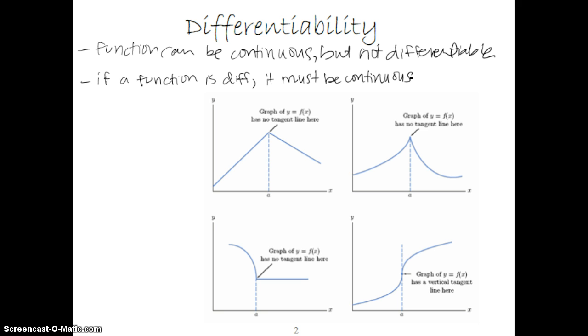And a function is differentiable if two conditions exist. Basically, a function is differentiable as long as it has one tangent line, and also as long as that tangent line is not vertical.